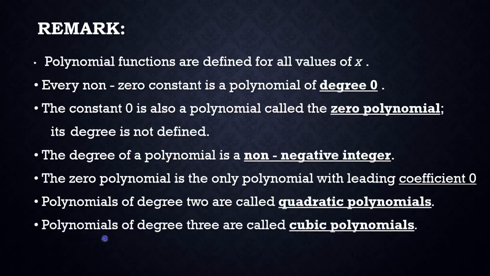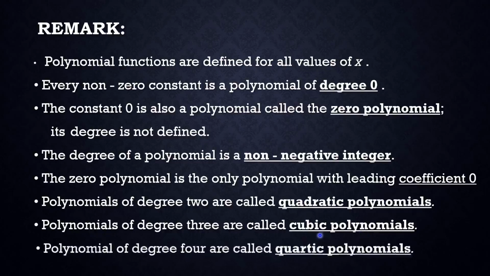Next, polynomials of degree 3 are called cubic polynomials. If it starts with x cube, it is called a cubic polynomial. Polynomials of degree 4 are called quartic polynomials. That is, if it starts with x power 4, it is called a quartic polynomial.